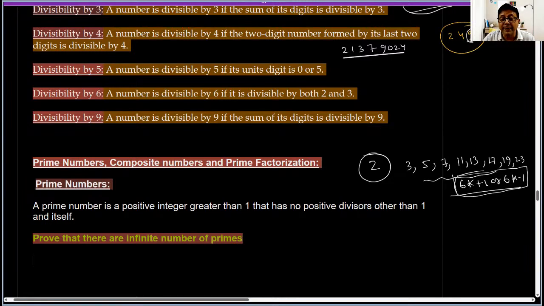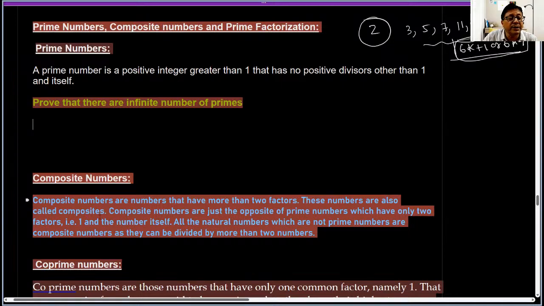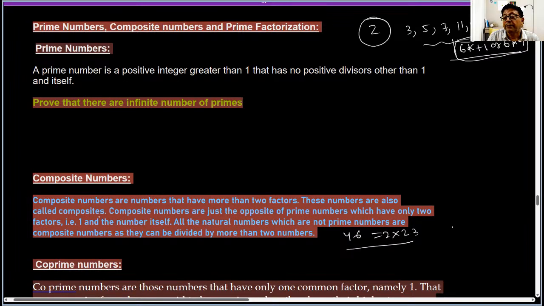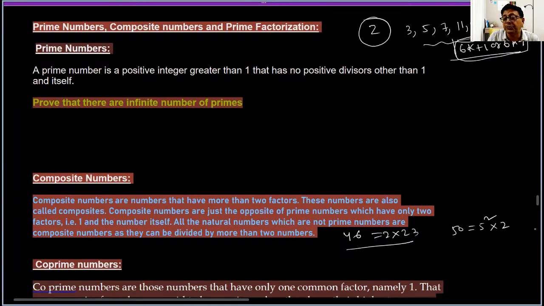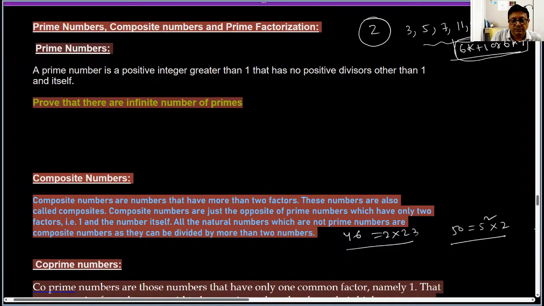Okay, I am coming to prove this, but let me continue the discussion. Composite numbers are numbers which have more than 2 factors. 46 is a composite number because it is 2 into 23. Okay? 50 is a composite number because it is 5 square into 2. Any composite number can have prime factorization. It can always be expressed in the form of prime factors. That is called the fundamental theorem of arithmetic.